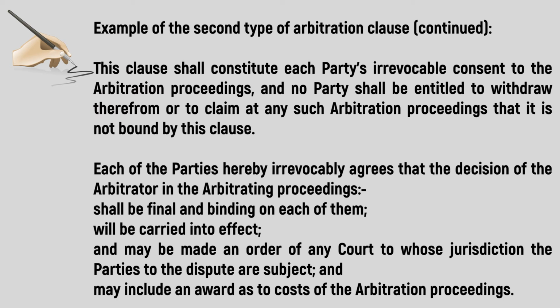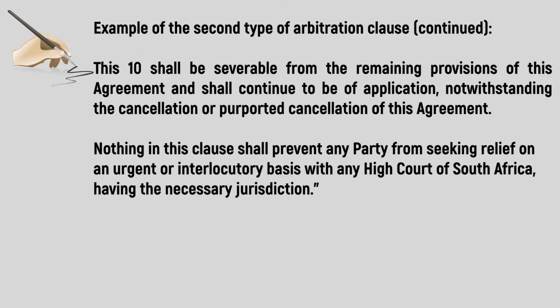This clause shall constitute each party's irrevocable consent to the arbitration proceedings, and no party shall be entitled to withdraw therefrom or to claim at any such arbitration proceedings that it is not bound by this clause. Each of the parties hereby irrevocably agrees that the decision of the arbitrator in the arbitration proceedings shall be final and binding on each of them, will be carried into effect, and may be made an order of any court to whose jurisdiction the parties to this dispute are subject, and may include an award as to cost of the arbitration proceedings. This clause 10 shall be severable from the remaining provisions of this agreement, and shall continue to be of application, notwithstanding the cancellation or purported cancellation of this agreement.